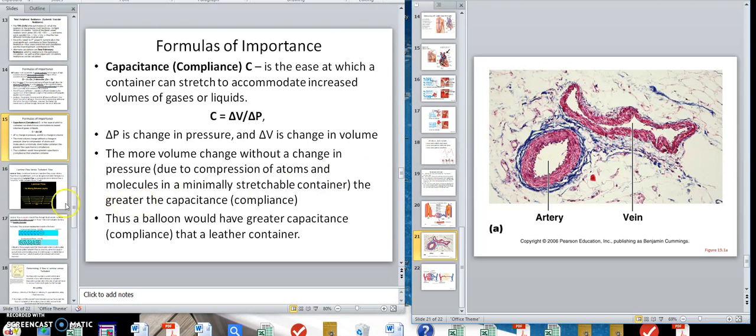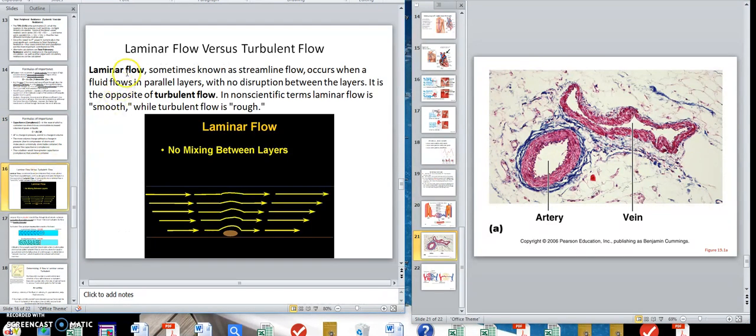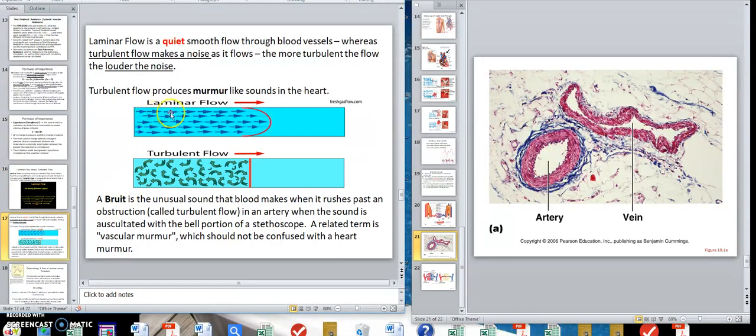Okay, so that's that. We go now to another concept, laminar flow versus turbulent flow. We talked about this a little bit with murmurs in the heart, I did. Laminar flow, sometimes known as streamline, occurs when a flow flows in parallel layers with no disruption between the layers. So the layers just kind of slide over one another. Look at this picture. See how they kind of slide over one another.